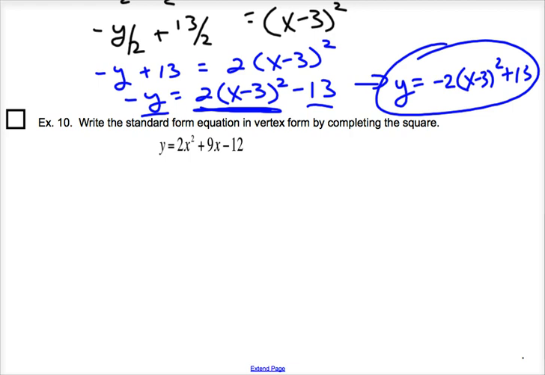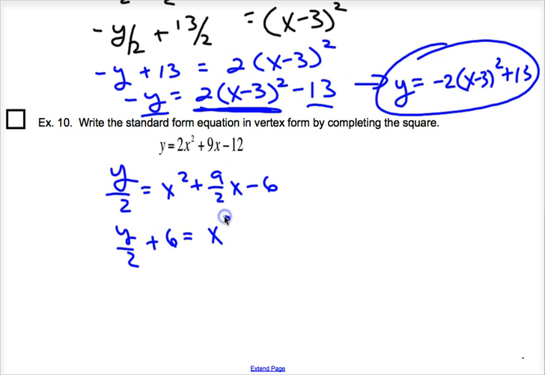Let's see, divide everything by 2. Oh, this one's not nice. Y over 2 equals x squared plus 9 halves x minus 6. Let's bring the 6 over. Y over 2 plus 6 equals x squared plus 9 halves x.